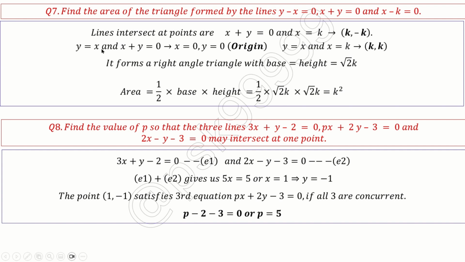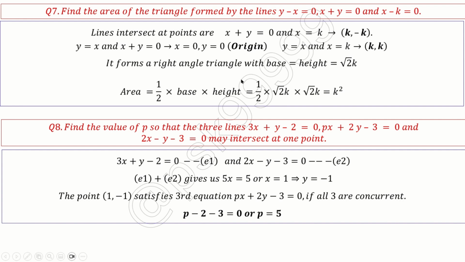If you take y equal to x and x plus y equal to 0, then you will get the origin as the point of intersection. And the third one: if you take y equal to x and x equal to k, you'll get (k, k). If you see these 3 points, this is a right angle triangle. Okay, right angle at the origin.